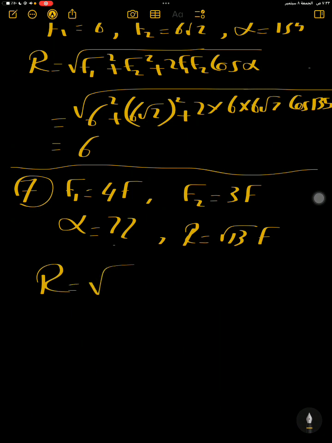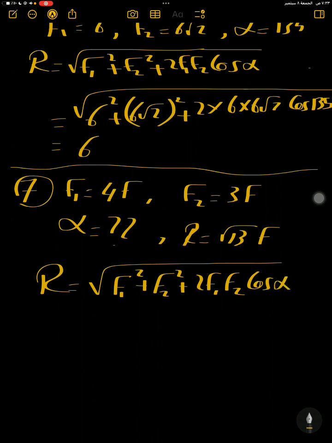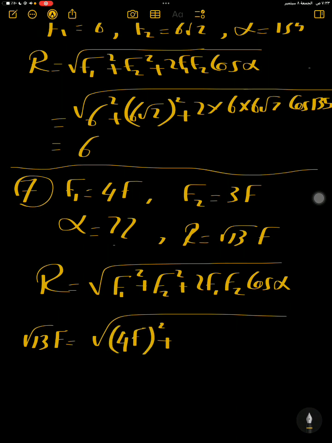We can use cosine law also. Resultant is equal root F1 power 2 plus F2 power 2 plus 2 F1 F2 cosine alpha. Resultant is equal root 13F. Root, F1 4F all power 2, F2 3F all power 2 plus 2 times F1 4F times F2 3F cosine alpha. If you want to cancel this square root, we put power 2 in the left and power 2 in the right.